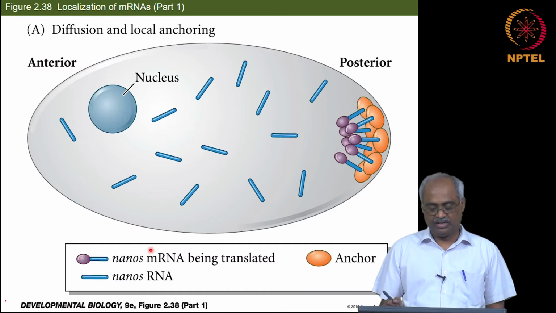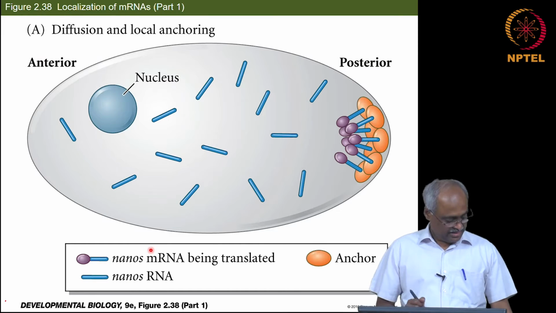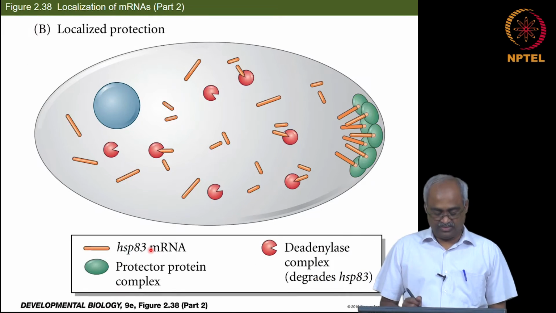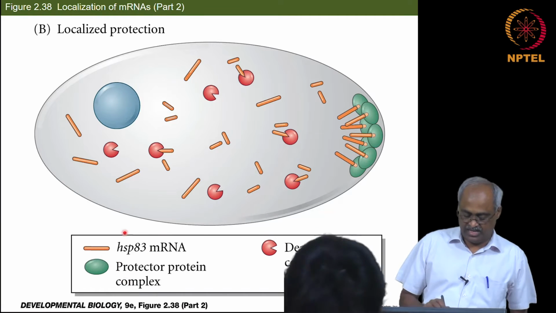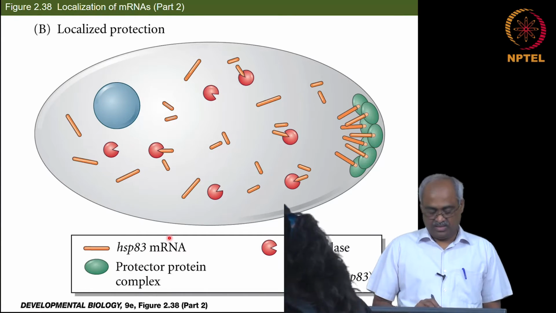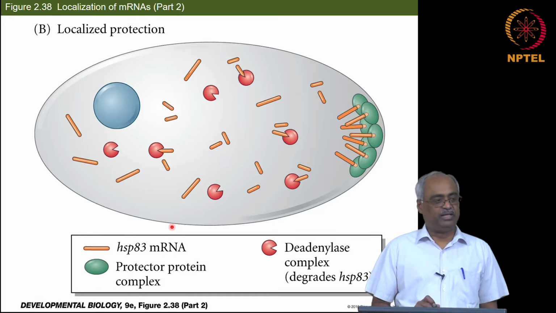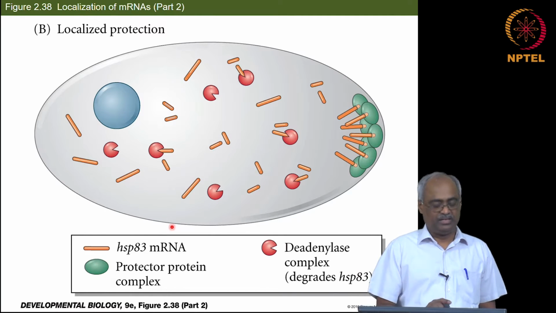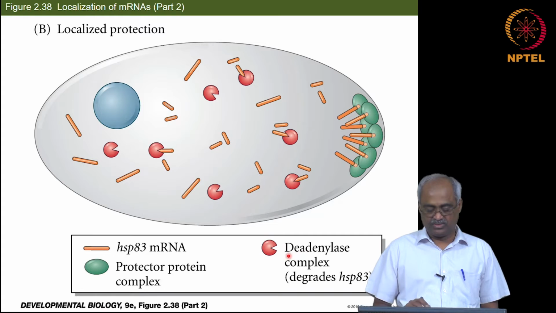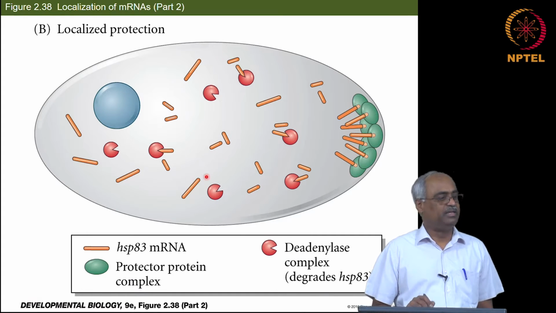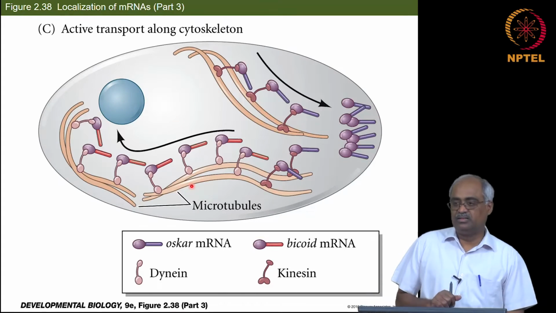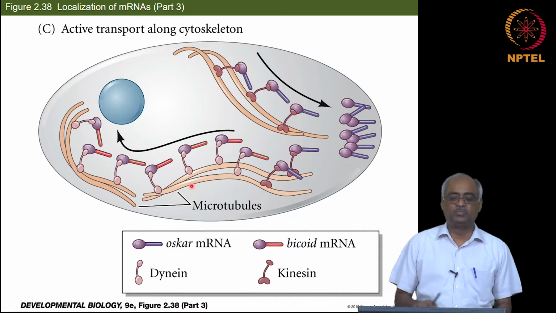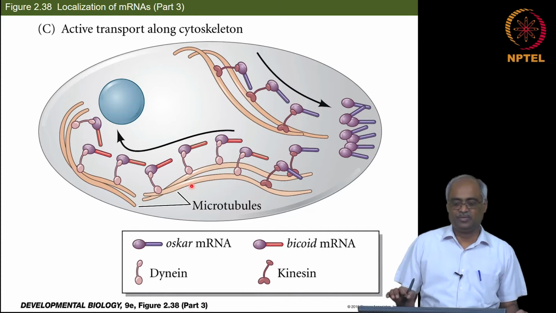Diffusion and local anchoring. And another example we are going to see is again from Drosophila itself, this HSP83 mRNA that is protected from degradation only when it is in the posterior. In other places a deadenylase complex is going to bind and that is going to degrade the RNA, okay, localized protection. A third aspect of this is transport of mRNA, okay.